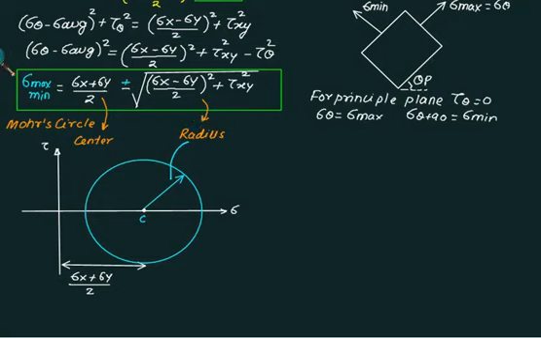Now what idea has he generated? He says that if you draw a circle using this, and if your circle cuts the sigma axis on the extreme side, then that value represents sigma max. That is true. Because what is this distance? It is (sigma x plus sigma y) by 2. And how much is this distance? It is the same as this mathematical equation. So this whole distance will be equal to (sigma x plus sigma y) by 2 plus this value.